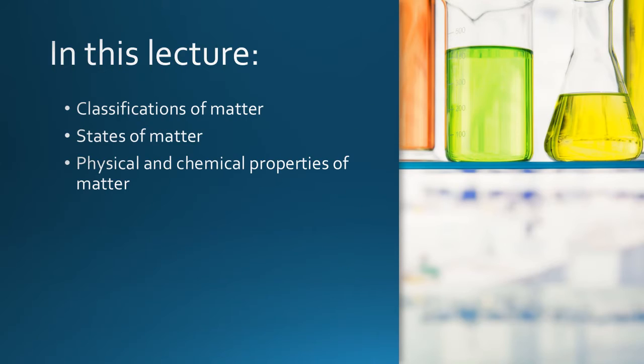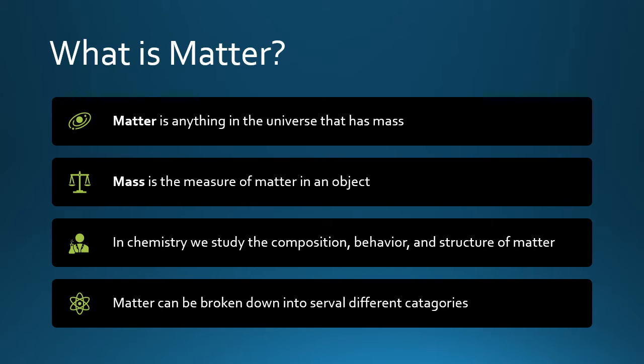In this lecture, we're going to discuss the classifications of matter, the states of matter, and the physical and chemical properties of matter. So first, what is matter? Matter is anything in the universe that has mass, and mass is the measure of matter in an object. In chemistry, we study the composition, behavior, and structure of matter. And matter can be broken down into several different categories.